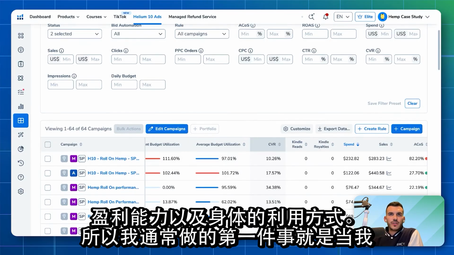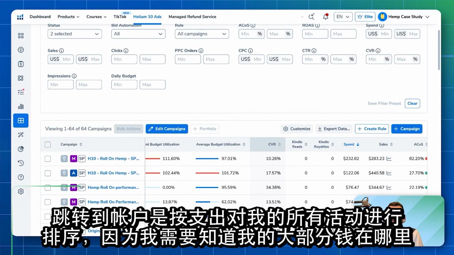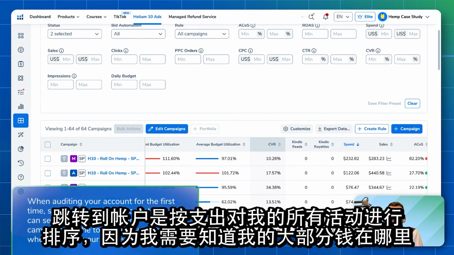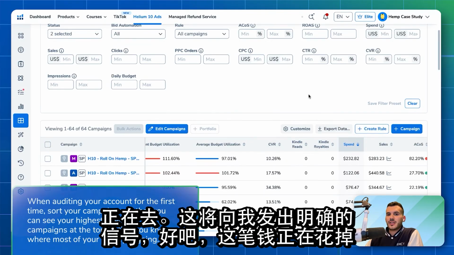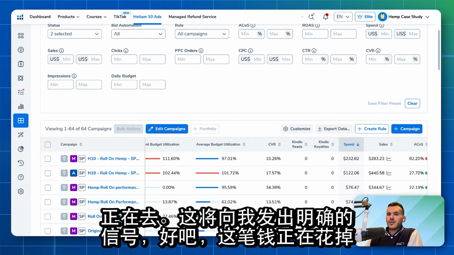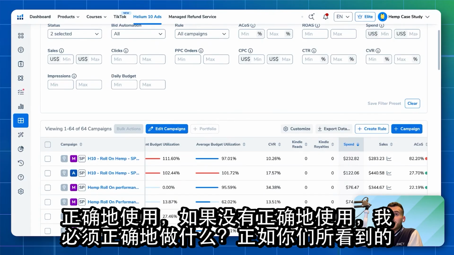So the first thing I usually do when I jump on an account is order all my campaigns by spend, because I need to know where most of my money is going. That's going to give me a clear signal in terms of, okay, is this money being spent correctly, and if it's not spent correctly, what do I have to do to correct it?